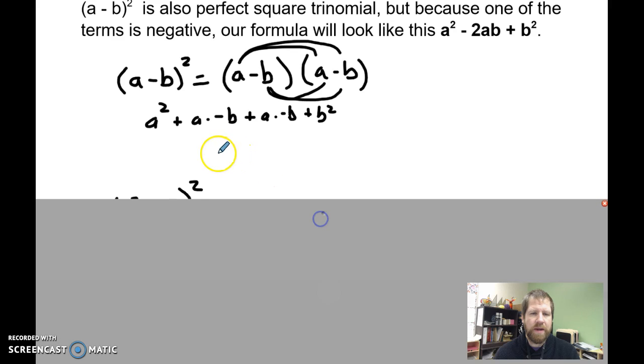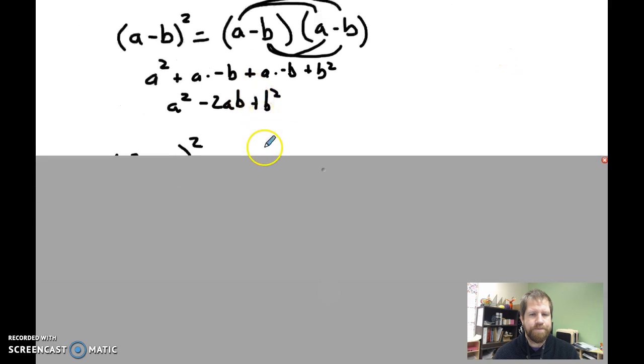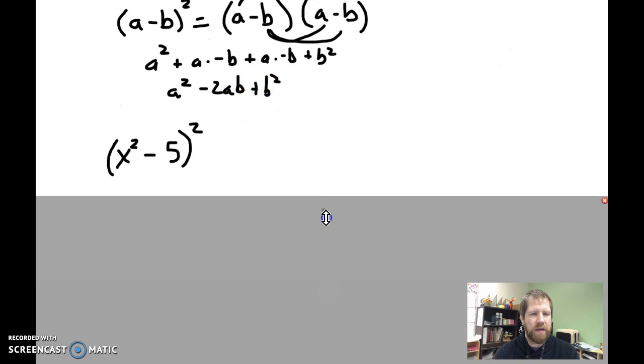Okay, but now when I put this all together, I've got one a times negative b. Well, a positive times a negative is going to be a negative. So I've got my a squared plus, and then I've got a second a times negative b. So I've got two negative ab's, or minus 2ab, okay, and then plus b squared. So very similar, but it switches the sign on my middle term, okay, because I have a negative b.